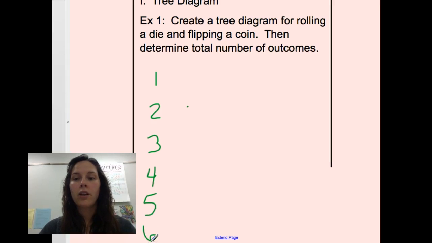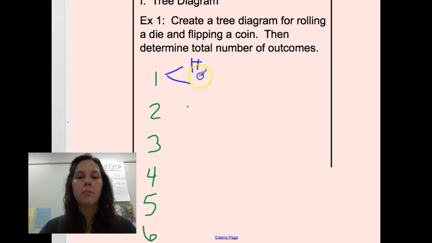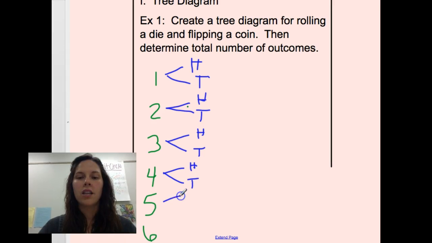So once you have your outcomes or your answers or your possibilities for the first event, then off of that you do branches for the next event. So our next event is flipping a coin. Well, there's 2 possibilities when you flip a coin, heads or tails. So you could roll a 1 on the die and then flip heads, or you could roll a 1 on the die and then flip tails, and so on down the line with all of the other numbers. Depending on what number you roll, you could then flip heads or tails.